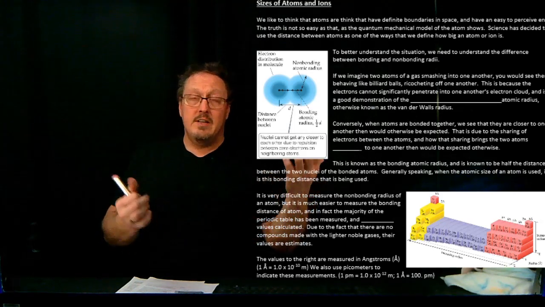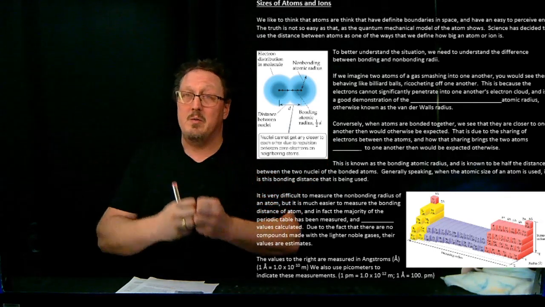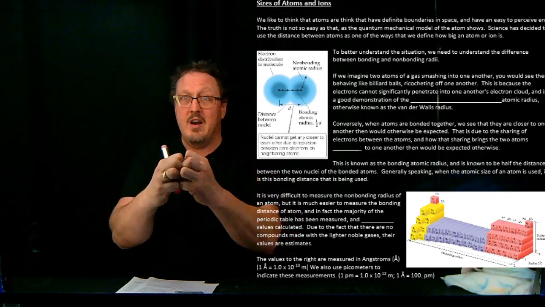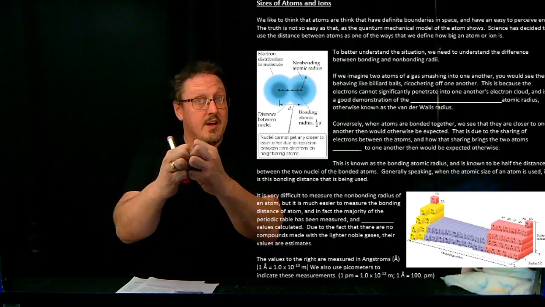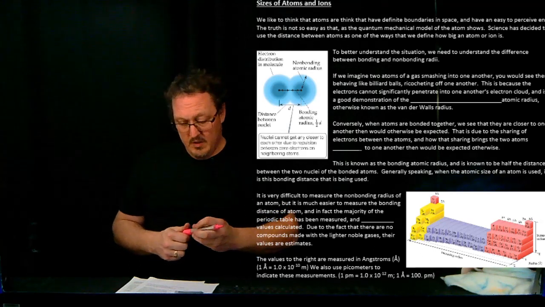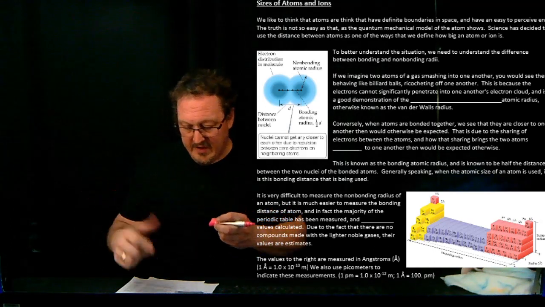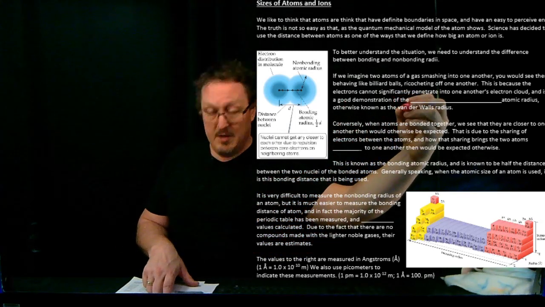However, the reason for that is because those electron clouds can't penetrate one another. The electrons on the very outside, if they're not bonding together, are going to repel one another. They're going to cause those atoms not to come closely together. That is what I'm talking about when I say this is a good demonstration of the non-bonding atomic radii.